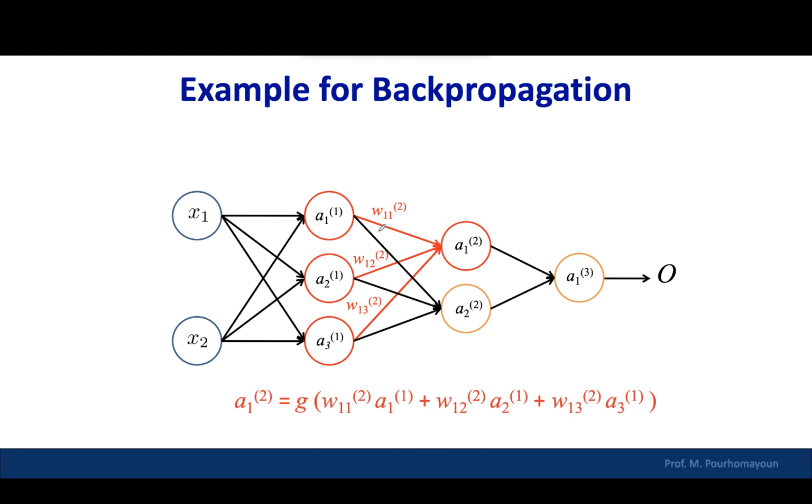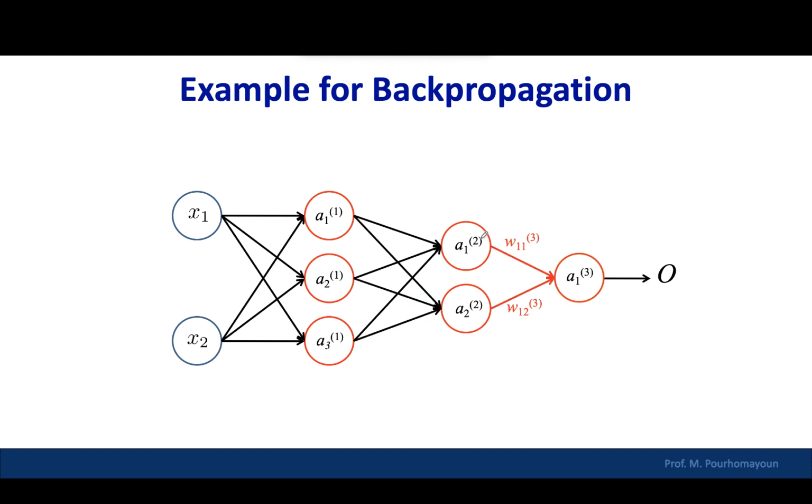So A12 will be G of this guy times this, plus this one times this, plus this one times this. Here you go. And similarly A22. And after calculating A1 and A2, I continue to the next layer. Again, the output of the second hidden layer will be the input of the next layer. So A13, which is also our output, right? This is our output, is equal to G of this guy times this plus this one times this.